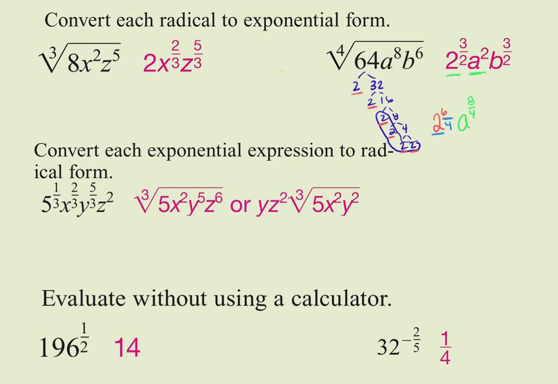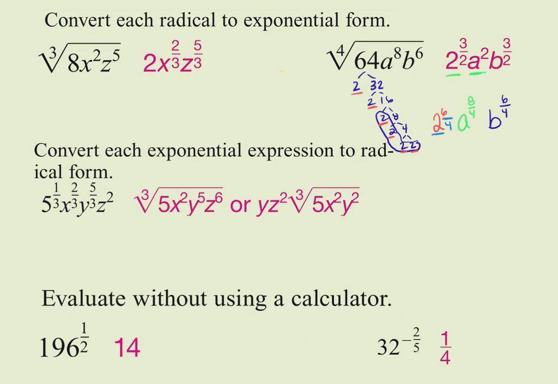And then I'm going to do the same thing with my B. I have B to the 6 over 4. Once again, 6 over 4 reduces to 3 over 2. So if I write my 64 in prime, it's going to be 2 to the 6th. So 6 over 4 reduced. A is going to be 8 over 4, reduced is 2. B is going to be 6 over 4, reduced, that is 3 halves. Okay, so that's rewriting that one.